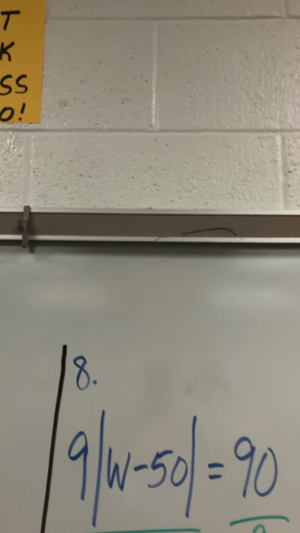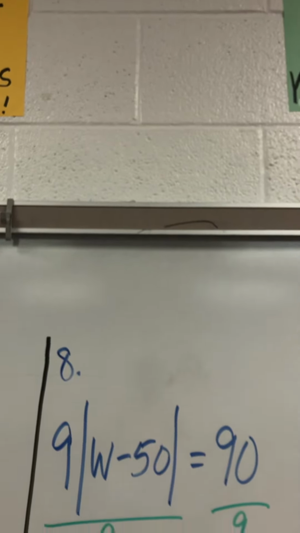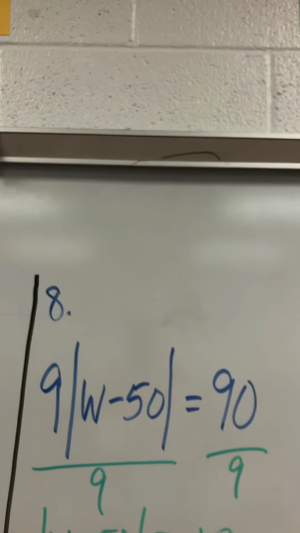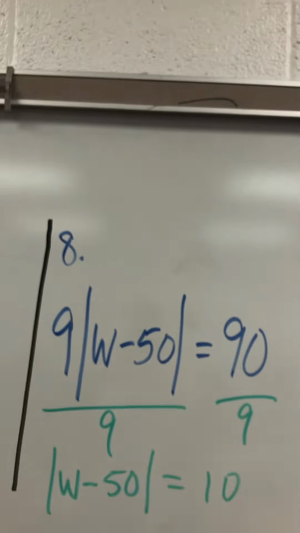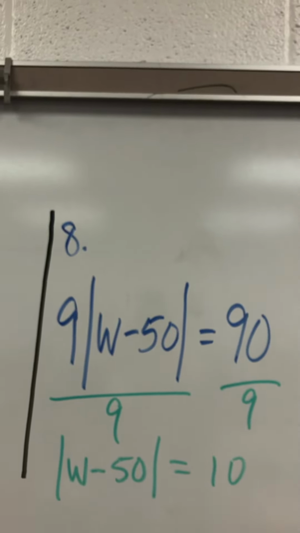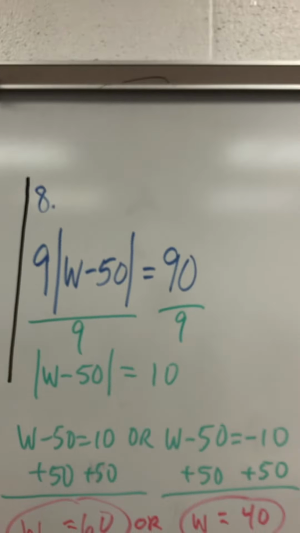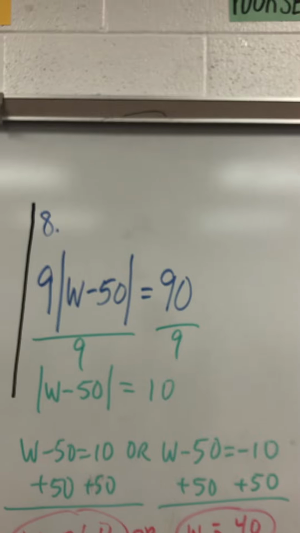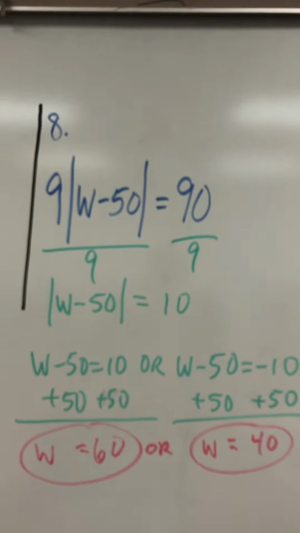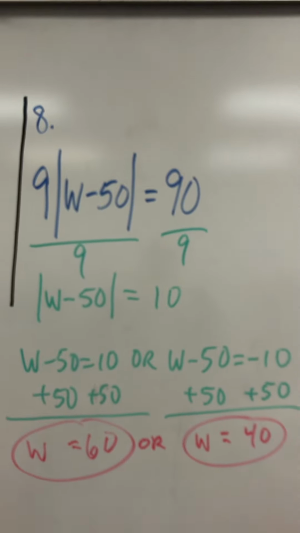Here, we're going to divide by the 9 next to the absolute value. When you divide by 9, you get 90 divided by 9 is 10. Absolute value of w minus 50 equals 10. So w minus 50 equals 10, or w minus 50 equals -10. Add 50 to both sides, you get w equals 60, or w equals 40.